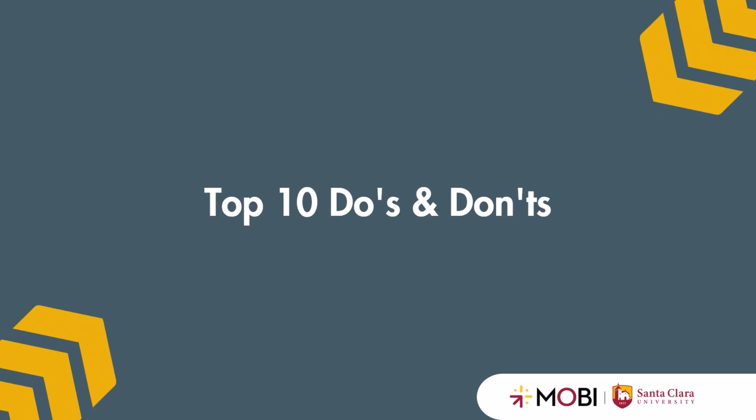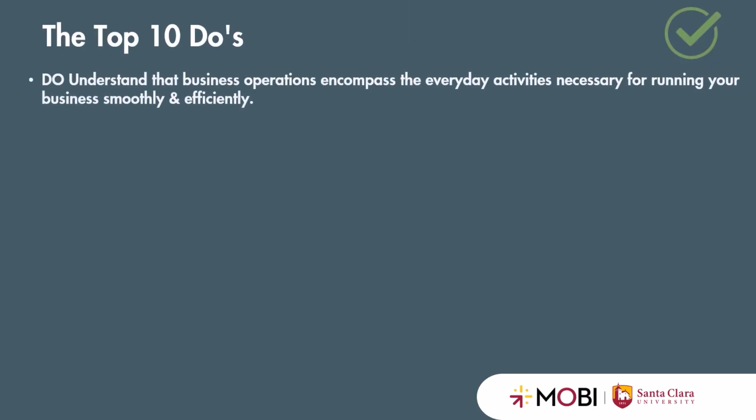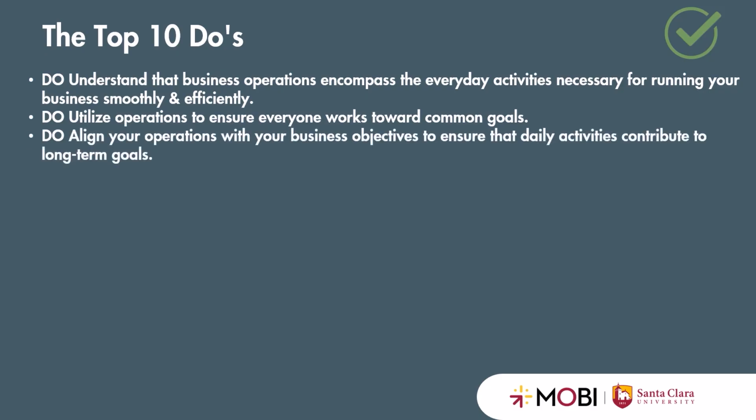The top 10 do's and don'ts. The top 10 do's. 1. Do understand that business operations encompass the everyday activities necessary for running your business smoothly and efficiently. 2. Do utilize operations to ensure everyone works toward common goals. 3. Do align your operations with your business objectives to ensure that daily activities contribute to long-term goals.